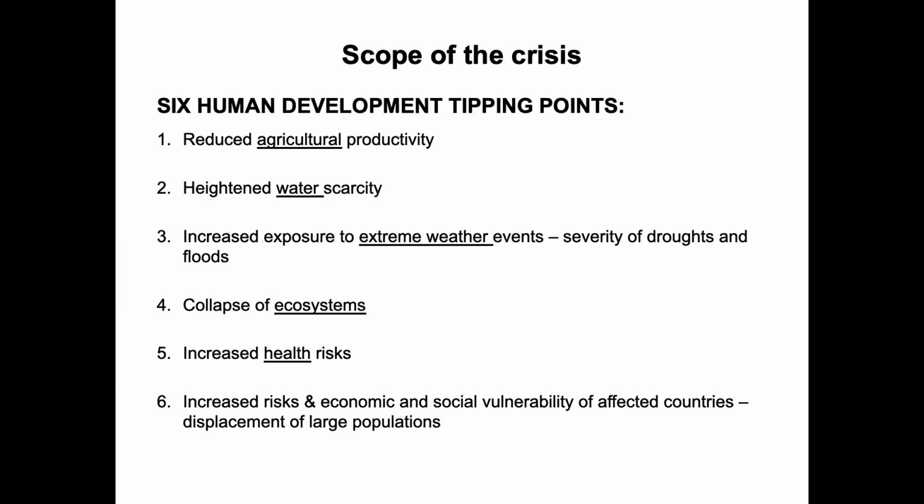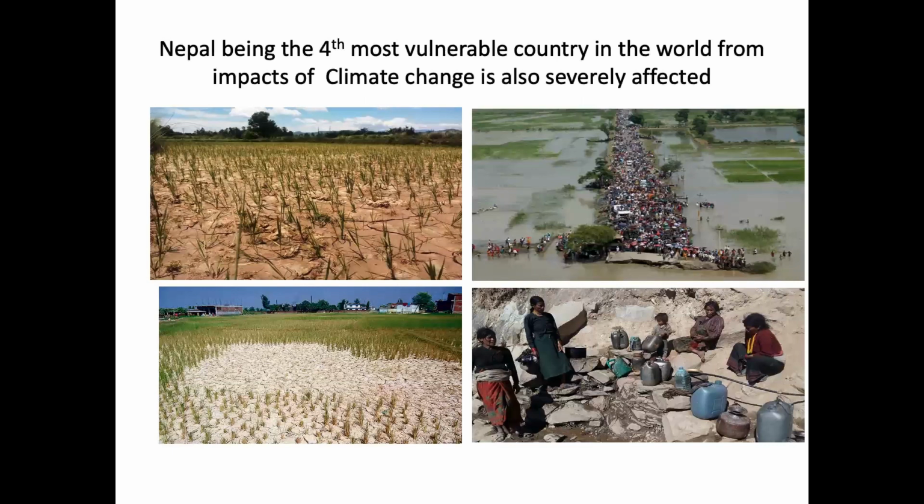And if you compare it with development, this also affects agriculture productivity, water scarcity, extreme weather events, and collapsing ecosystems and things like that. So this is climate change. Because Nepal is the fourth most vulnerable country in the world, the impact is also severe in our country. So all these are pictures of Nepal in the Tarai, high up in the mountains, the mid-hills, pictures out here, okay?